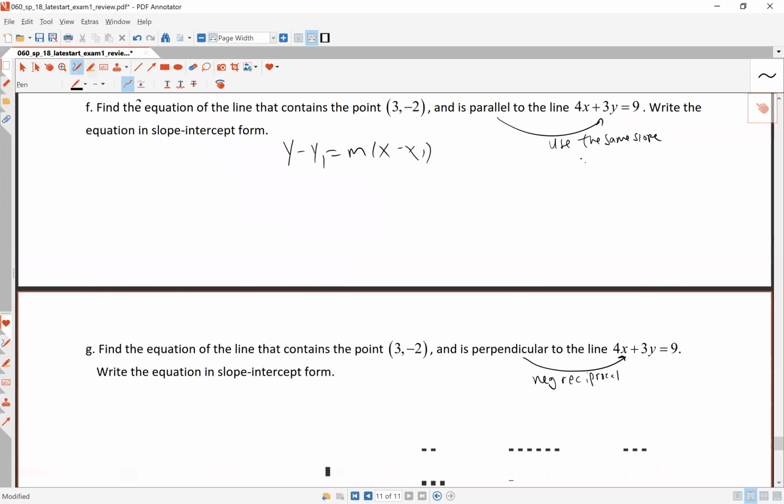So the slope of this line is found by writing it in slope-intercept form, negative 4x plus 9. Dividing by 3 gives me y equals negative 4/3 x plus 3. So if this slope is negative 4/3, we use that same exact slope. And then we go y minus negative 2, x minus 3.